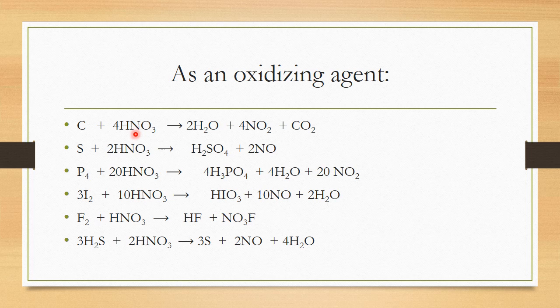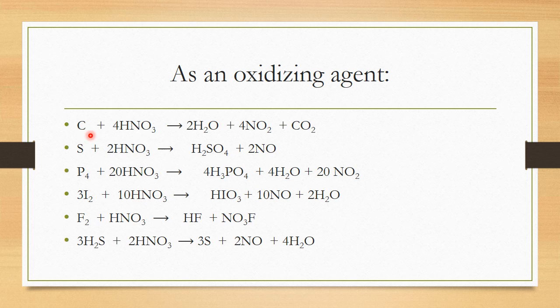So we have nitric acid with 3 oxygen atoms, but this nitric acid is getting converted into NO2, where 1 oxygen atom is getting removed. So this can act as an oxidizing agent, it undergoes reduction and makes the other one undergo oxidation. So these non-metals, carbon, sulfur, phosphorus, iodine, fluorine and hydrogen sulfide, all these are undergoing oxidation. This is undergoing reduction.